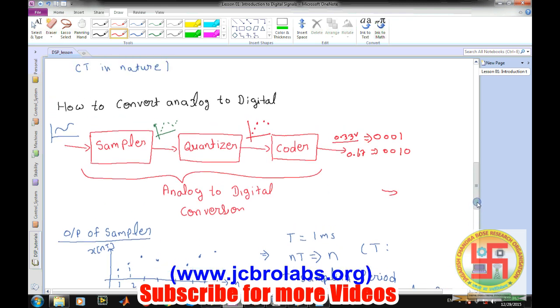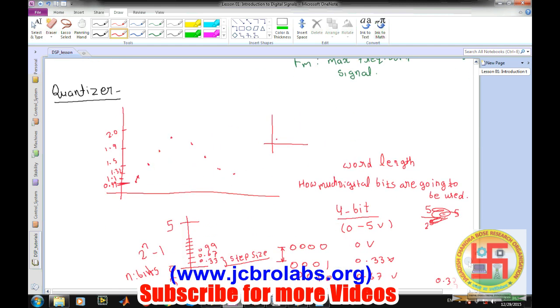So in the computer these numbers are stored like this, and this represents, let's say, 1, this represents a 2, another represents a 0. So the whole 0 to 5 volt range has been divided into these numbers 0, 1, 2, 3 and up to 15. So this is how this digital number is stored.